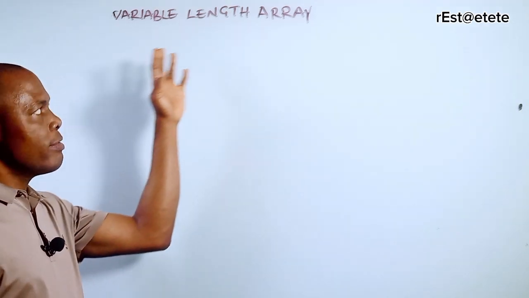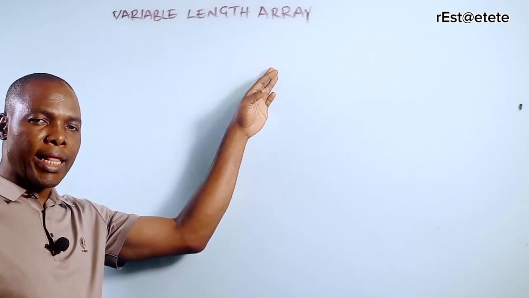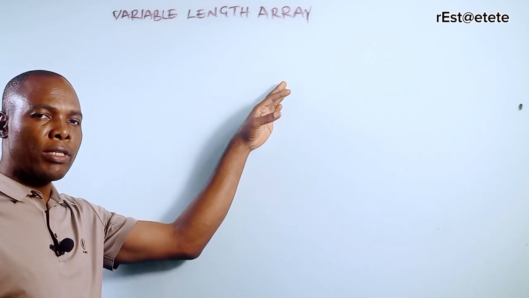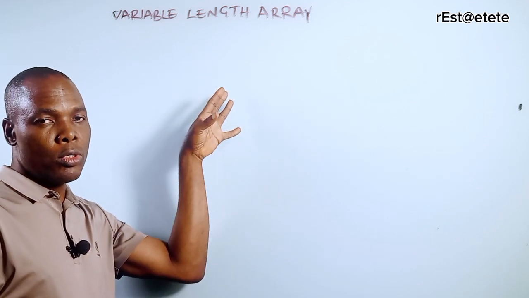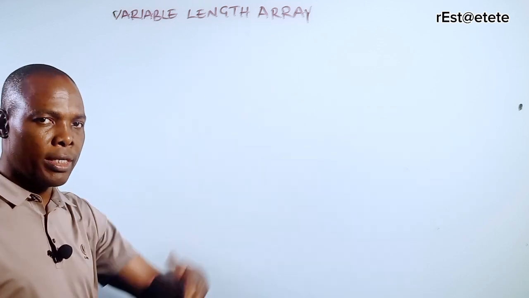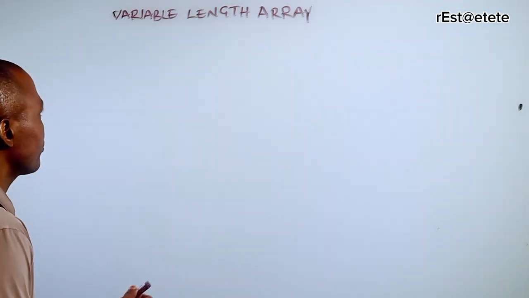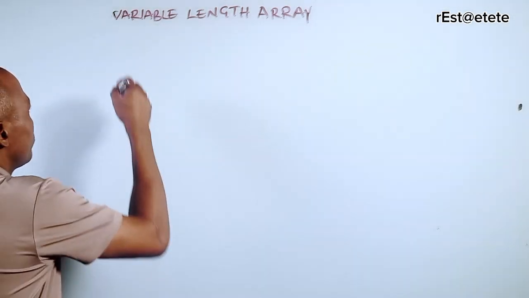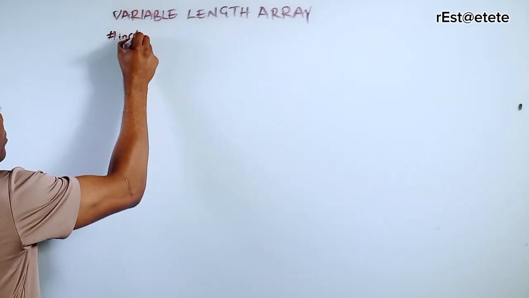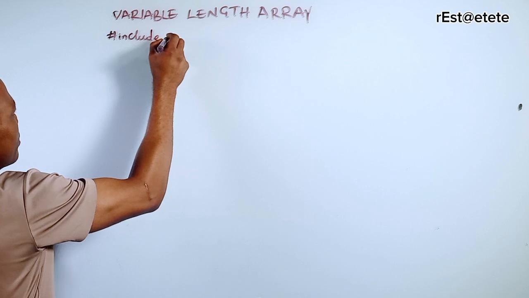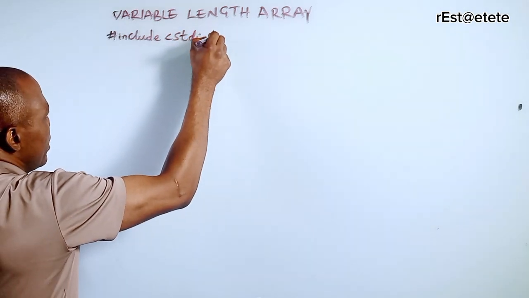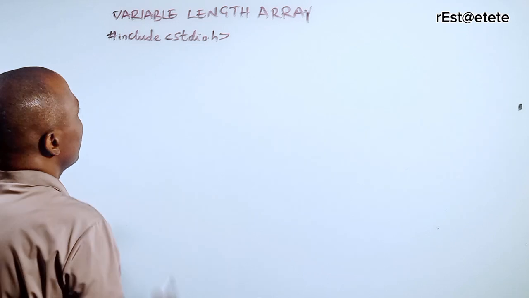So let's look at variable length array. How do we declare an array, and at runtime we give the size and it will give us an output. I'm also going to use a formula to populate the array once you input the size. So let's do this. So we say include stdio.h, right?